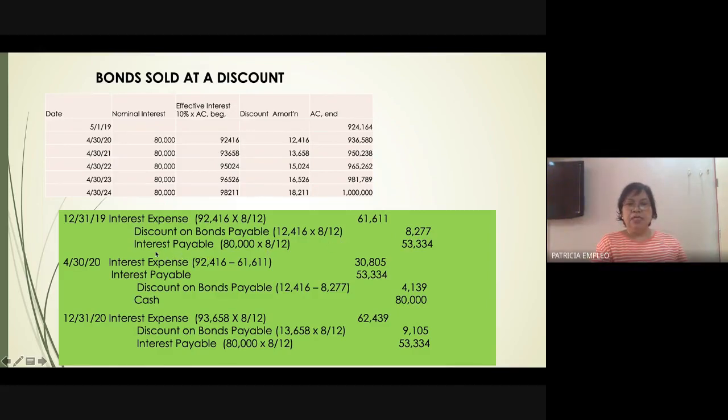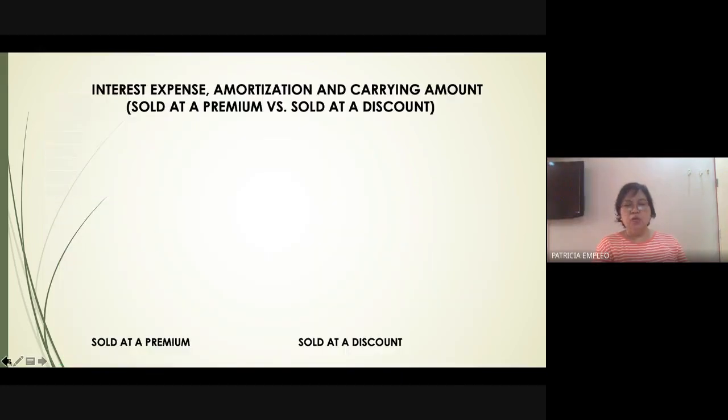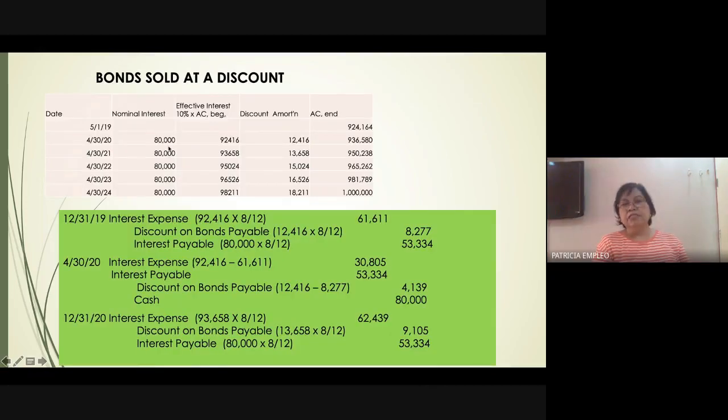Your next date will be the first interest date, that is on April 30, 2020, when we will be paying the first 80,000. So we credit cash for 80,000, debit interest expense, that is for the period January 1 to April 30, 2020. So that is 92,416 minus the amount that was recognized already last year, 61,611. So that's 30,805.